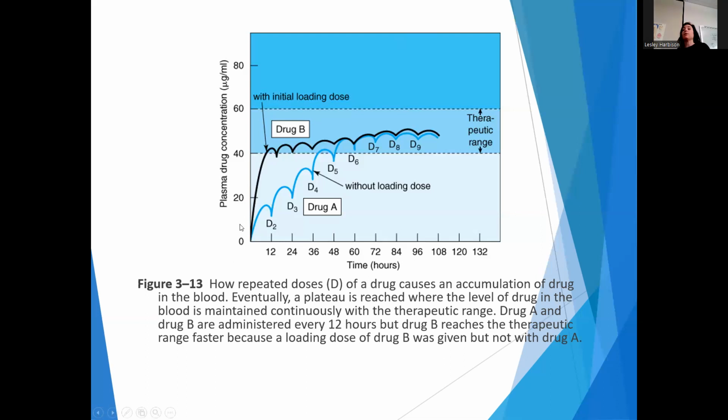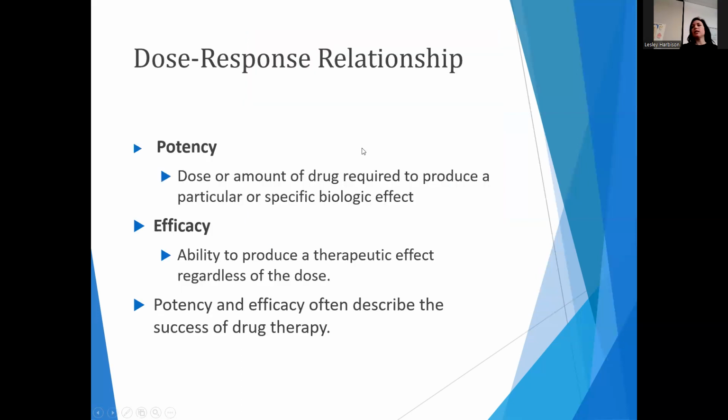So that's a great example. You get them loaded, you get it in their system, and then they maintain that. And you can see how if they give a higher dose, they'll have an effect much faster than if they do a smaller dose. It'll take longer to take an effect.